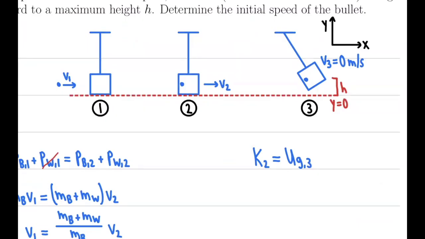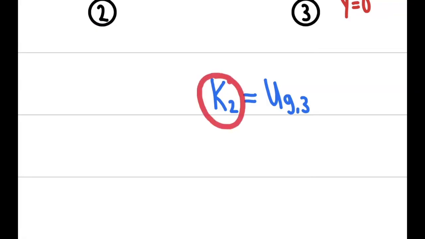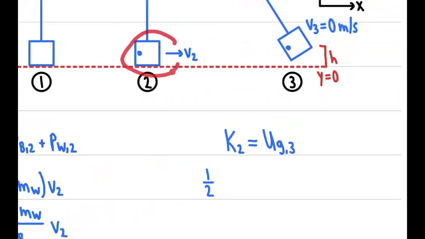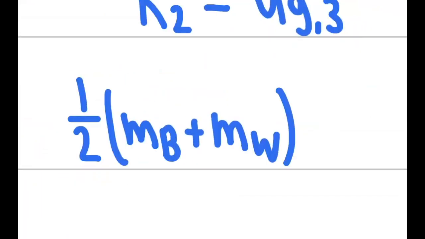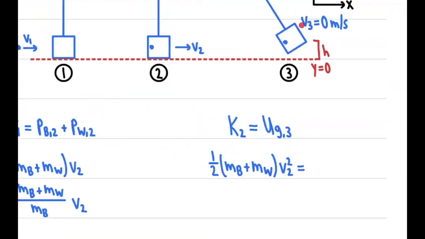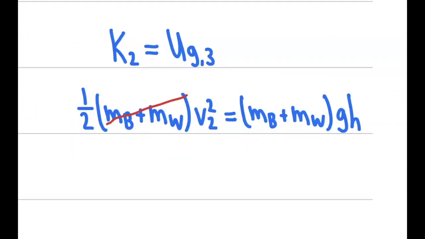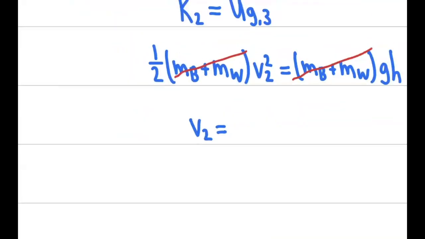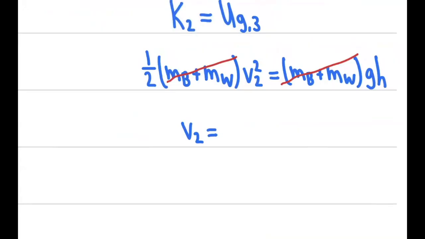Yeah. So K2 is 1/2 mv squared, where m is the total mass of the block-bullet system, so it's MB plus MW, and we have V2 squared. And then UG3 is (MB plus MW) times g h. The MB plus MW nicely cancels out. We can find V2: we just have to multiply both sides by 2 and take the square root. So V2 equals the square root of 2gh.